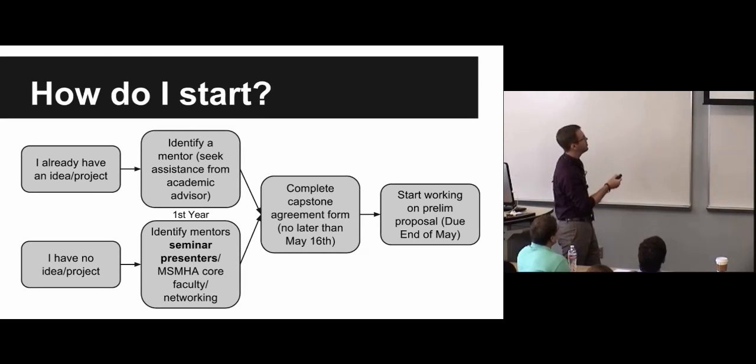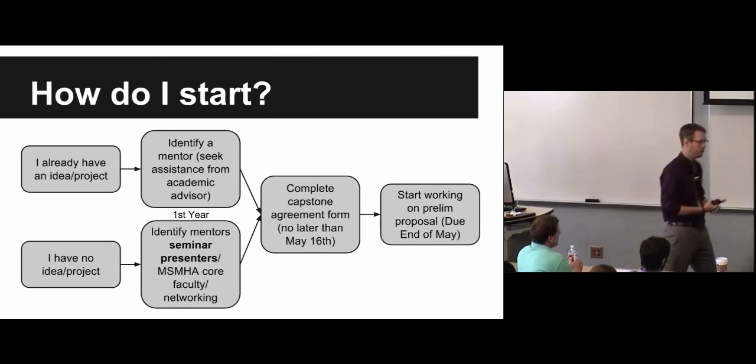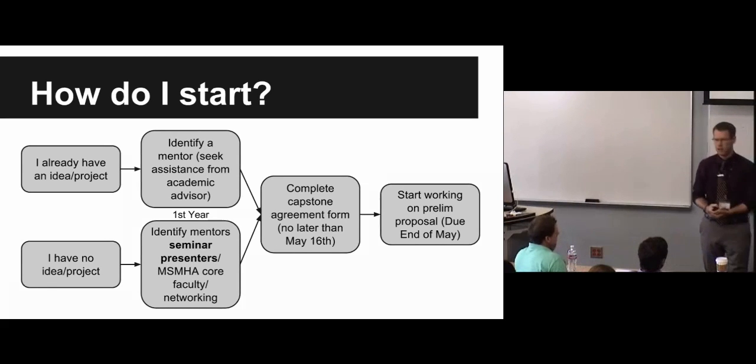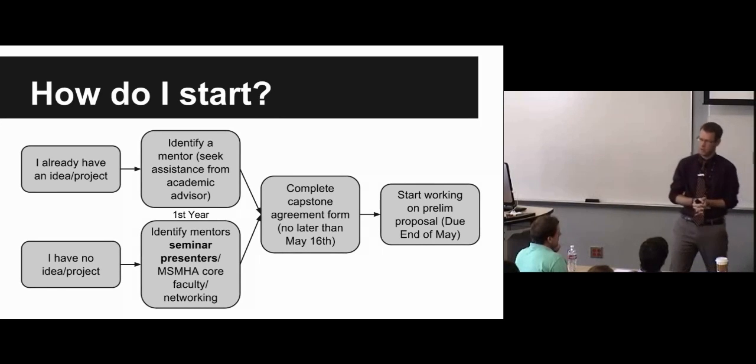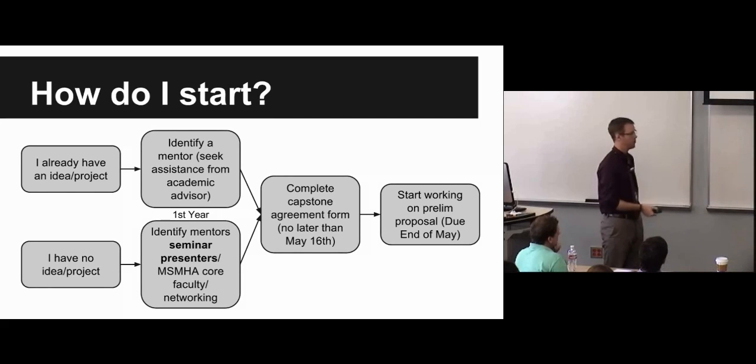If you have that idea or project in mind, I've had advisees that come to me saying, I really want to do a project on polycystic kidney disease. That is not anything I know anything about. I'm not a pathologist, but I can help refer to the right person, okay? So that's what your academic advisor may do. They may know right away who's doing work in that field, or they might give you tools to search on campus for the right person.